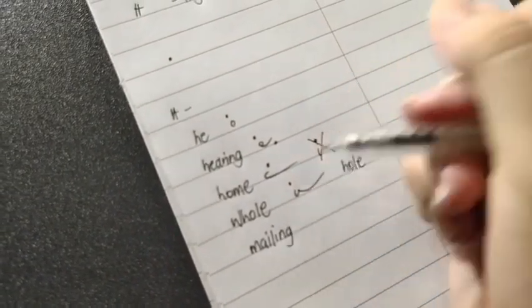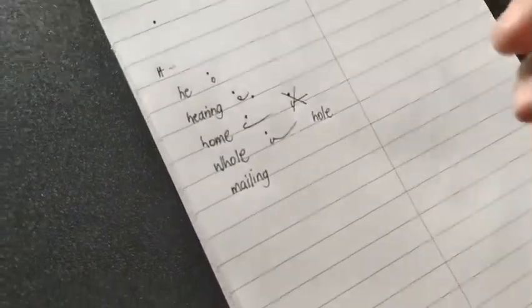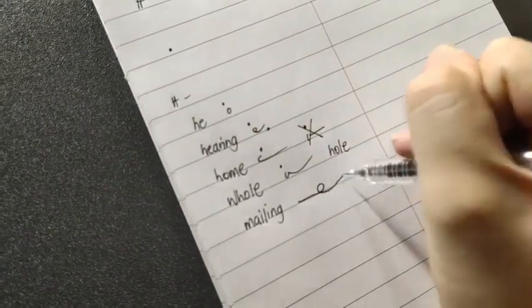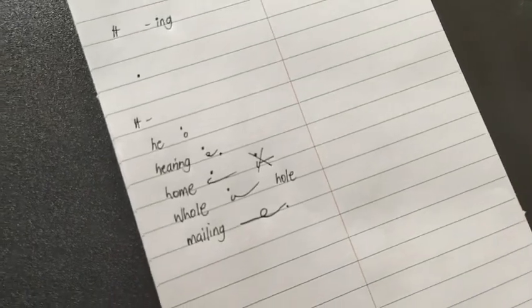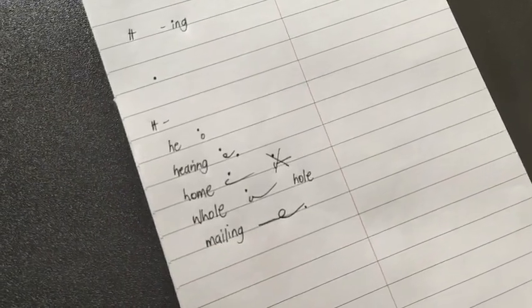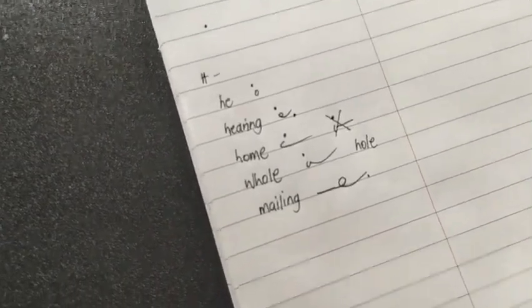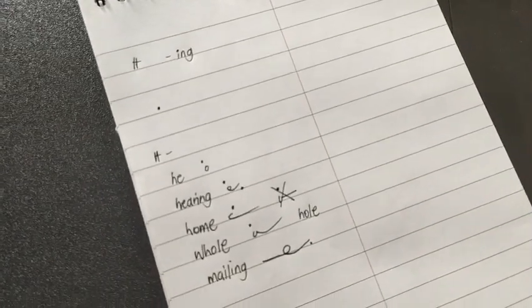Next is mail. Mailing. Okay? So, spell what you hear. Mail. Ling. I-N-G. Ayan, that's it. So, all words that ends with I-N-G is simply represented by dot or period. Okay? So, grabe, ang dami niyong nalalaman.